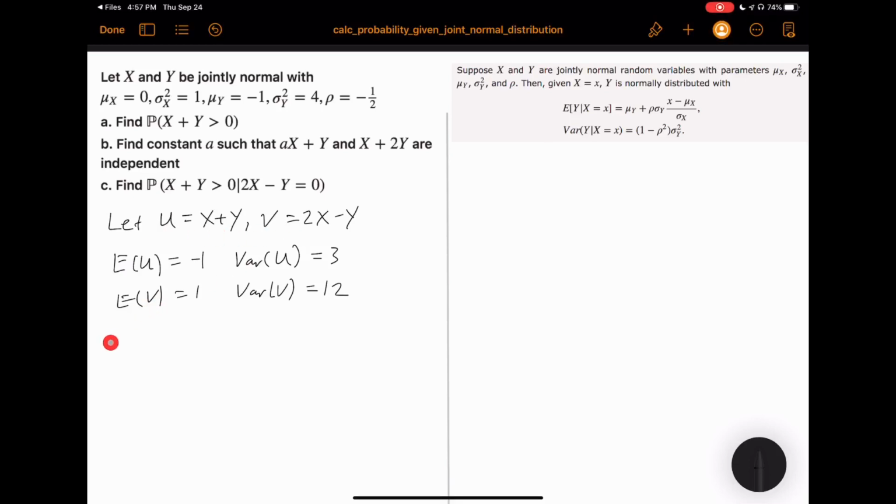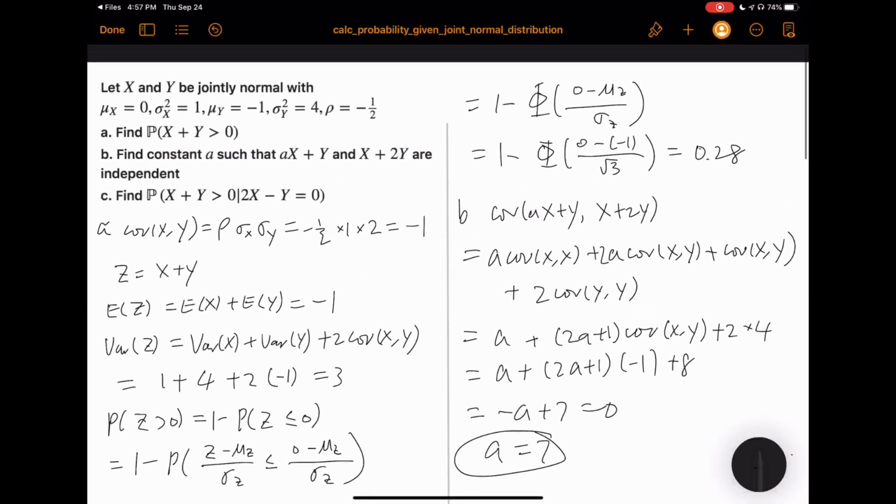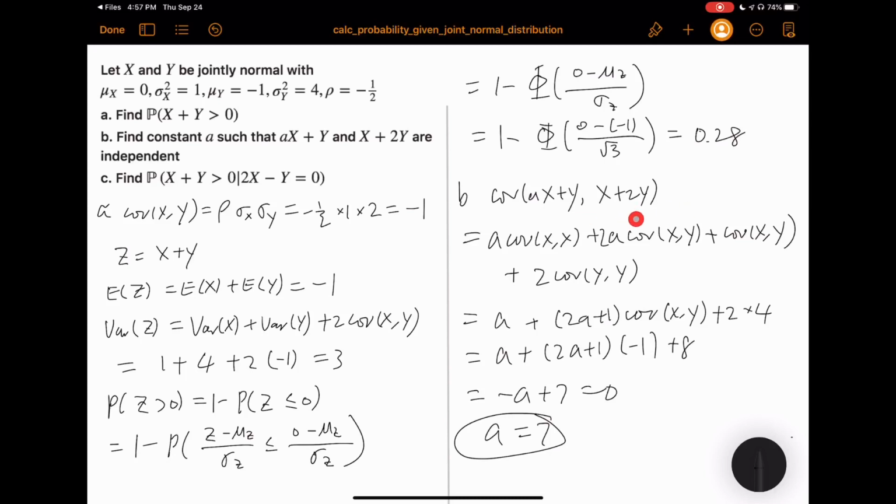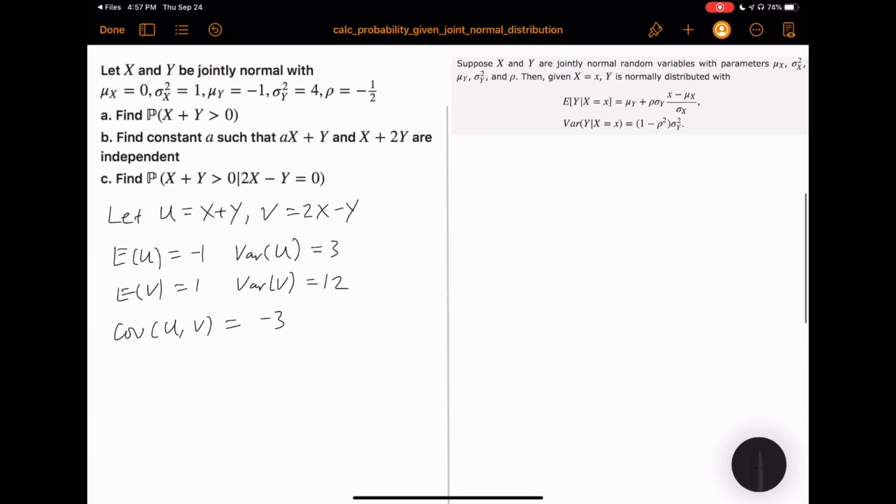u and v. Let's first calculate the covariance. The covariance of u and v is equal to -3. It's the same as calculating the covariance of x plus y and 2x minus y. I won't get into the details. So the correlation of u and v is equal to the covariance of u and v divided by sigma u and sigma v. The variance of u is 3, so sigma u is square root of 3, and the variance of v is 12, so sigma v is square root of 12. So this is equal to -1/2.